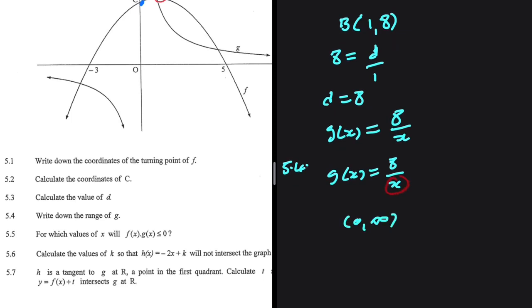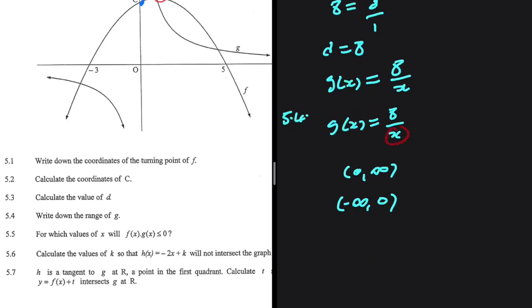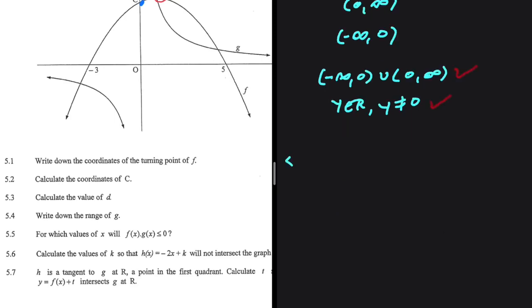And then let's look at when x is negative. When x is negative, we run from minus infinity to 0. We cannot touch 0 even. The range of g of x is just minus infinity to 0 and 0 to plus infinity. So that is the range of g of x. It's not really hard to see. The only thing you need to realize is that g of x cannot be equal to 0. So basically, you can say that y is an element of real numbers, but y is not equal to 0.